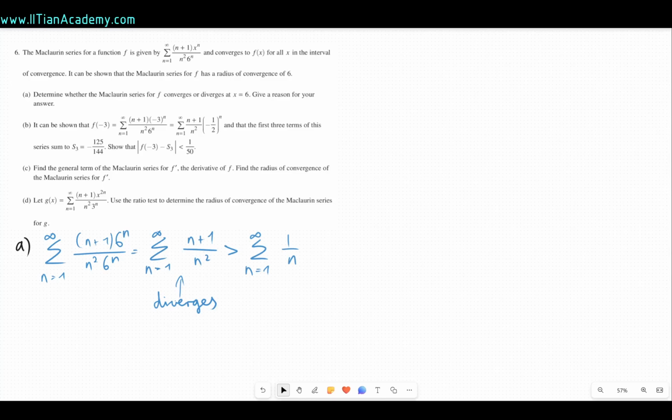So in part B, we are given that f of minus 3 can be written as this function. What we are told is that f of minus 3 is equal to the sum from n equals 1 to infinity of (n plus 1) over n squared multiplied by (minus 1 half) to the power of n.